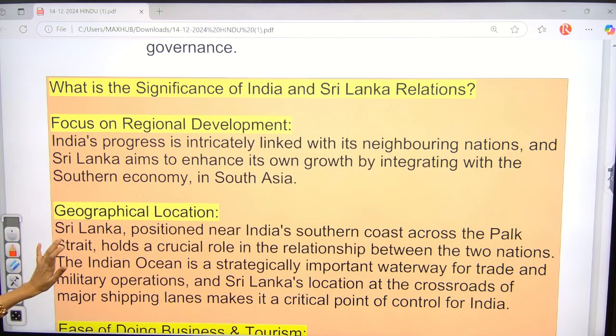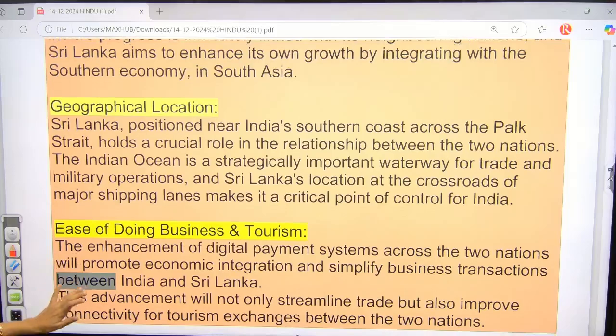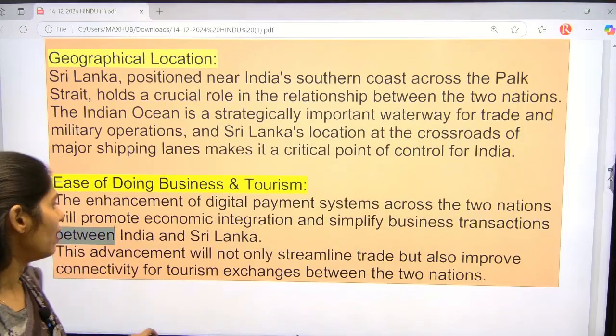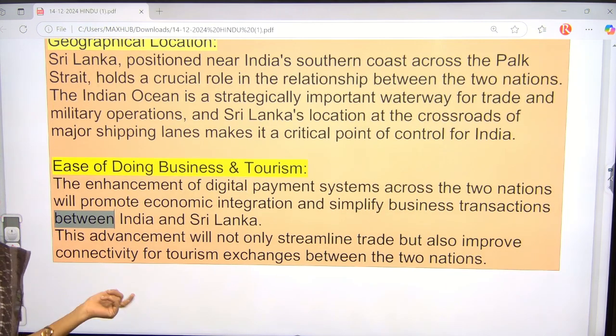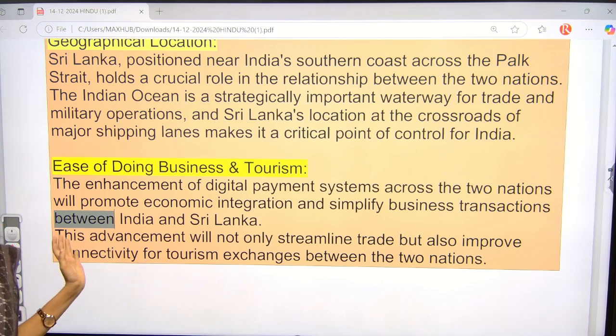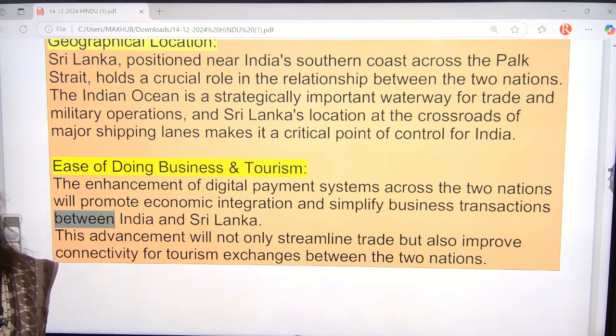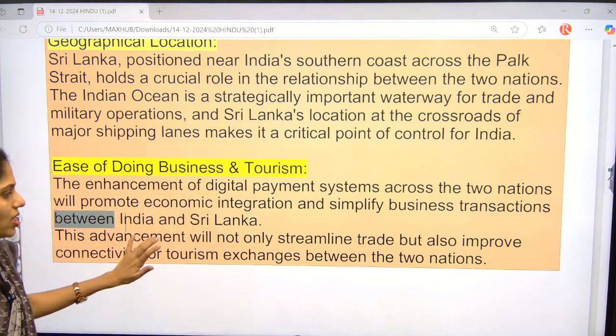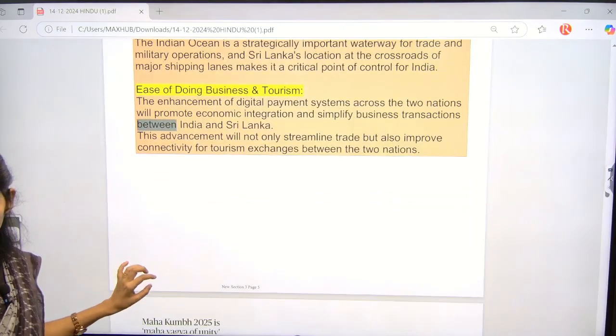The next one is that it will also be helpful for ease of doing business. For example, we can enhance digital payments between these two countries, and we can increase trade so that we can improve our connectivity and tourism, so that people-to-people exchange will happen and we can establish peace across these two regions. So this is about the significance, and I already said what the challenges are.